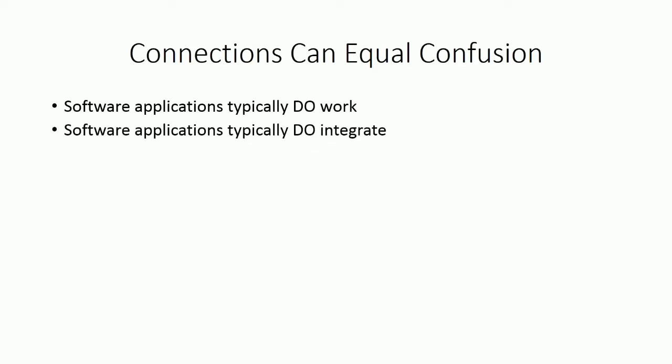But now what's the problem with that? Well, the problem is that some of these connections, depending on how well you use them and how well you keep up with them, can add to some confusion. The problem typically is not that the software applications don't work. They typically do, right? The problem is not that the software applications don't integrate. They typically do. And so because they integrate and because they do work, we've got all kinds of choices we have to make, right? And so we tend to get distracted about what we want to do with some of these integrations.